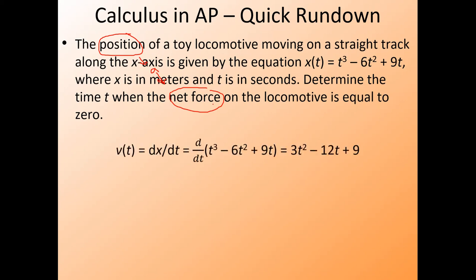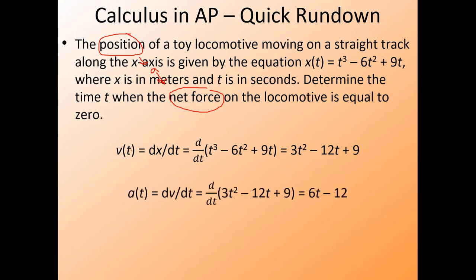So I take that position function, I take the derivative of it with respect to time. So d over dt of this position equation. Each of these terms, I multiply the coefficient by the exponent. So 3 times t squared, 2 times 6 t to the first, and then just 9. So I end up getting this.